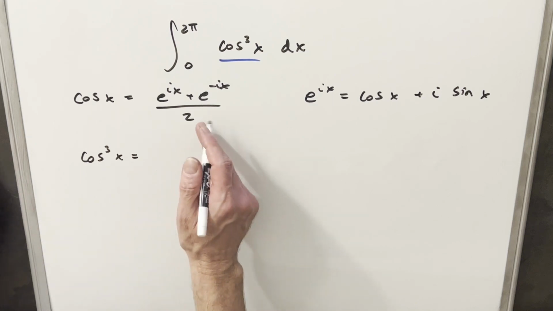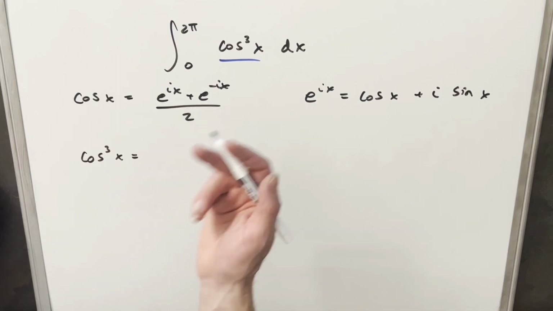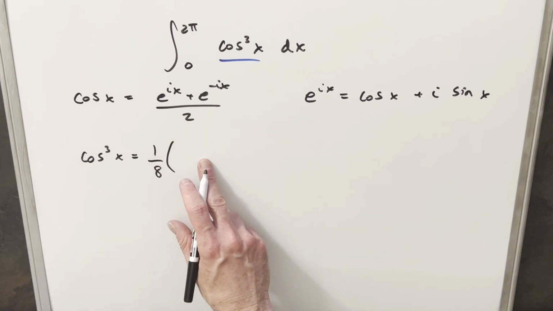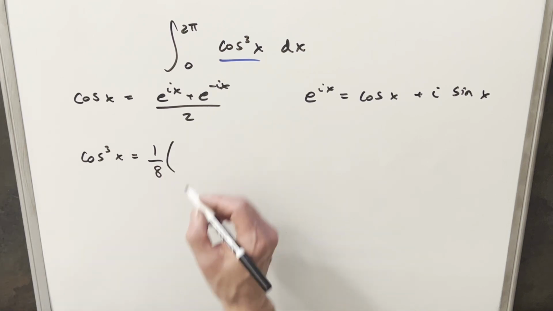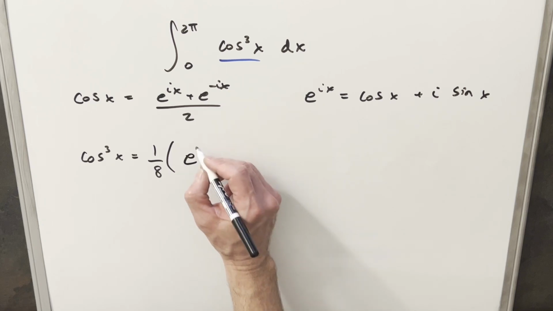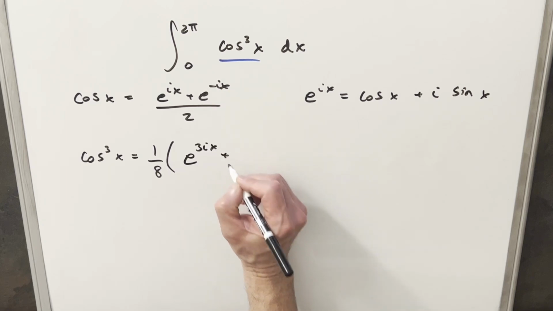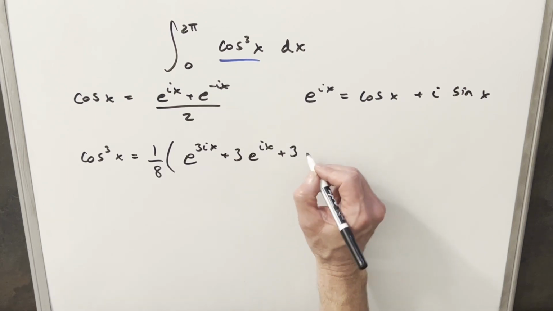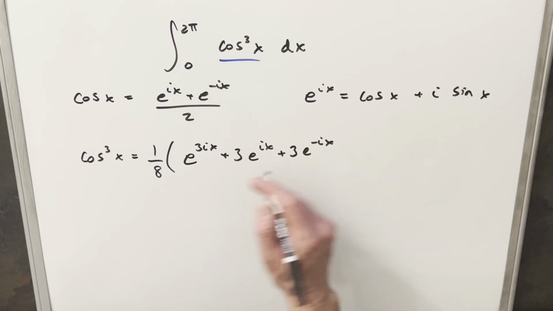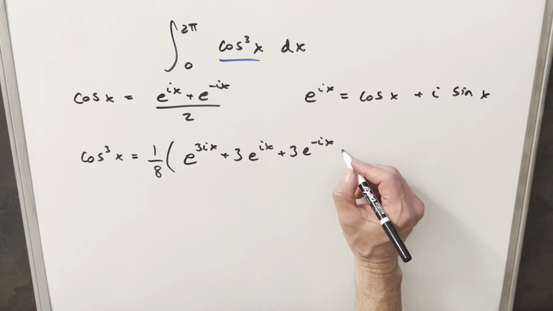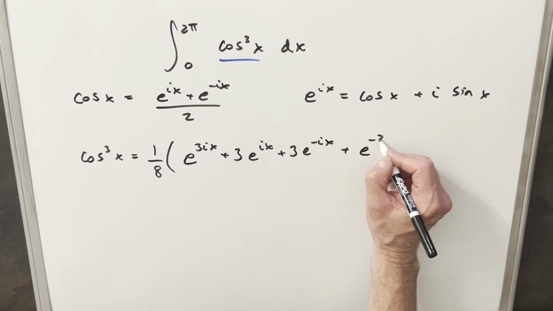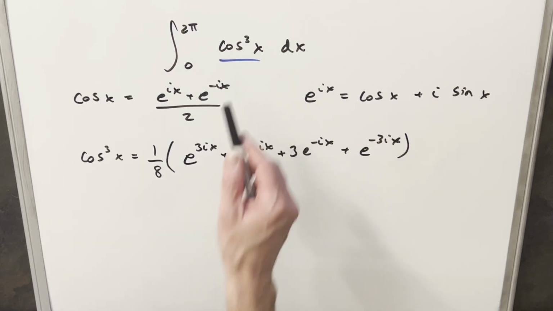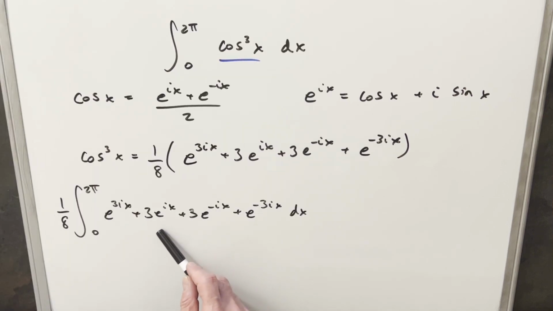So when we cube this out, we can take out a 1/2, and we cube 1/2, so we're going to have 1/8 in front. For this, you can use the binomial coefficients, or just multiply it out, or memorize the formula. What we're going to have is e to the 3ix plus 3e to the ix plus 3e to the negative ix. And the last term, our cube term, is going to be e to the minus 3ix. So now that we have a complex expression for cosine cubed, let's put this back in the integral and continue.